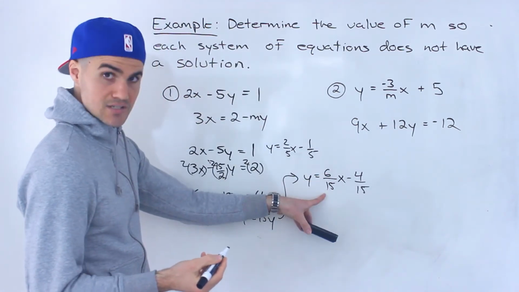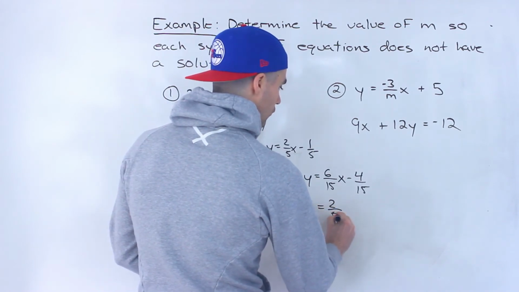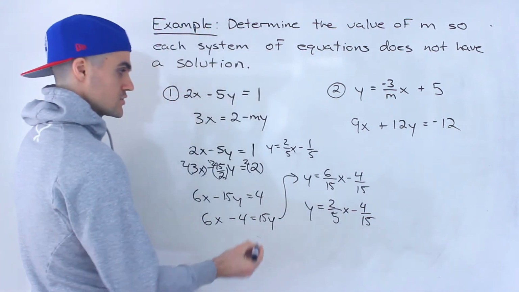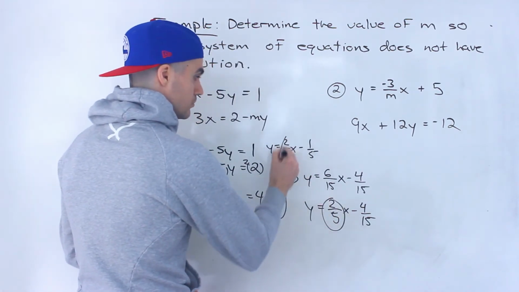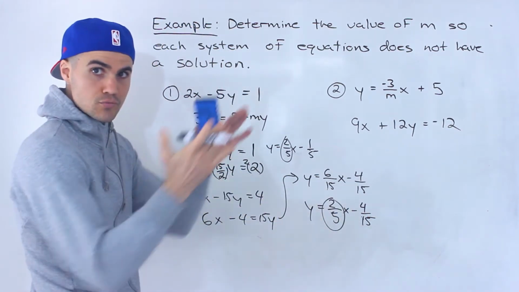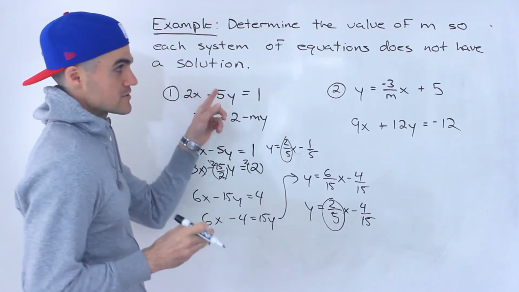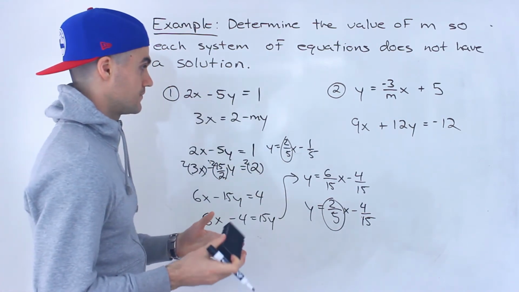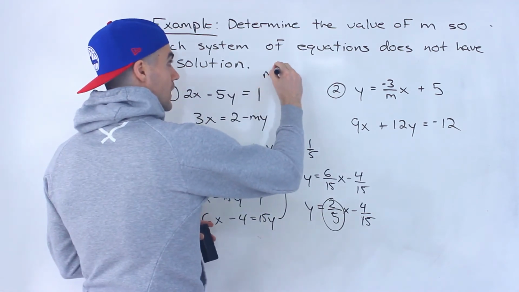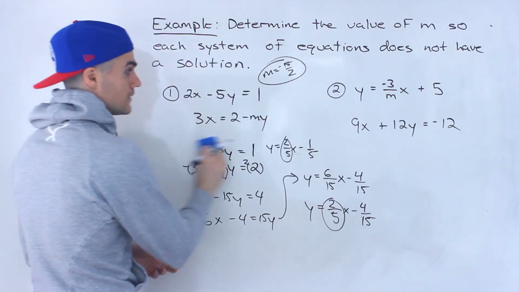And notice the 6 over 15 simplifies to what? 2 over 5. So notice, same slope, but a different b value. They're two parallel lines that are not touching, and so they don't have a solution, meaning they don't intersect at any point. So you could find it, and then if you have the time on a test, you could also check your solution. So that's the answer for number 1.